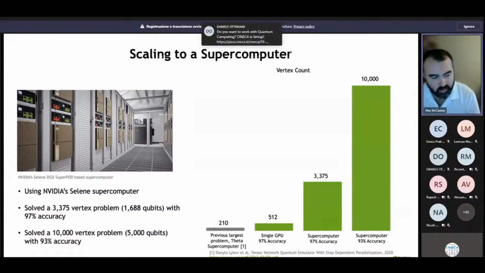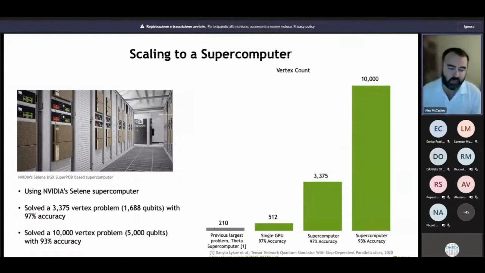Since this is a variational approach, we were able to get it within some accuracy, right? So we got this to within 97% accuracy. And then, of course, we also pushed this even further on the same architecture for a 5,000 qubit problem. And these are using the tensor network methods provided by QTensorNet.